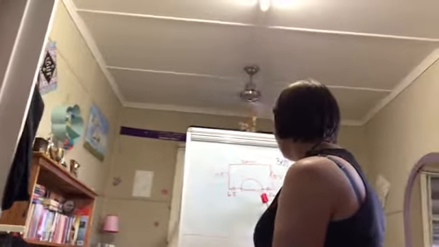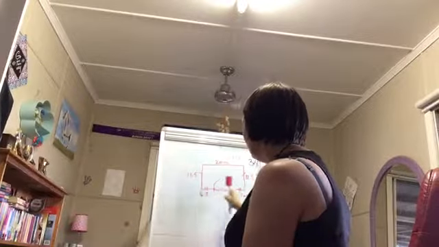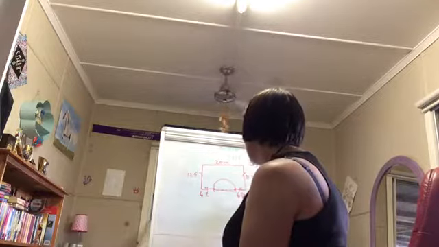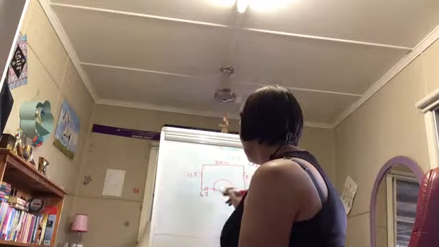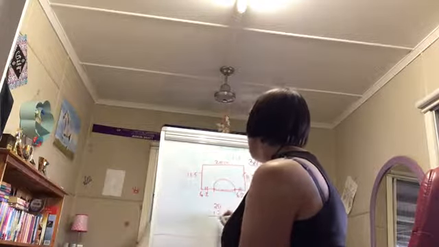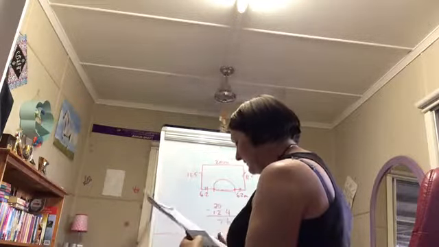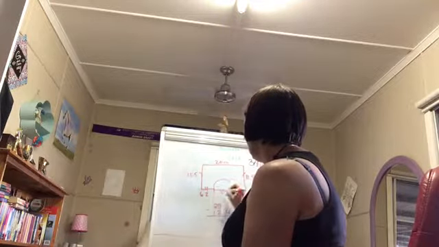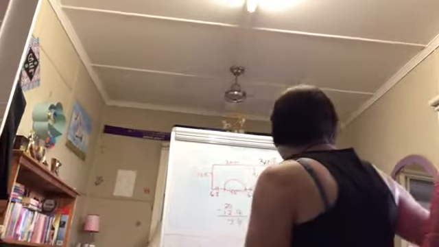Okay, so I know that this equals at the moment 12.4. 6 and 6 is 12. 0.2 and 0.2 is 0.4. 12.4. So this has to equal 20. Take away 12.4, which is going to be 7.6. So the diameter here then, from here to here, is 7.6.